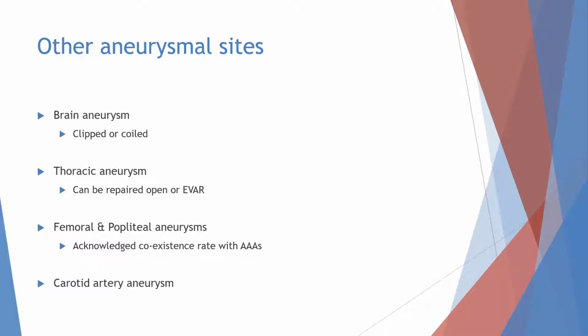You can get aneurysms within the femoral and popliteal arteries, and these are sometimes investigated whenever patients have AAAs. There is an acknowledged coexistence rate of AAAs and femoropopliteal aneurysms. And you can also get carotid artery aneurysms that involve the carotid body, so you can get a dysregulation of blood pressure in these circumstances. Ultimately, any artery in the body can become aneurysmal, but these are just a few interesting clinical ones that you may encounter in literature more commonly than others.